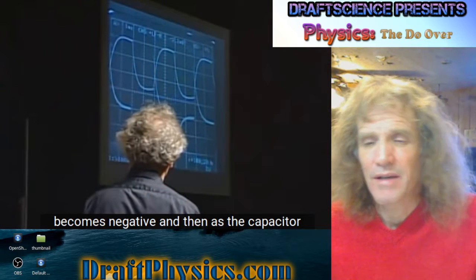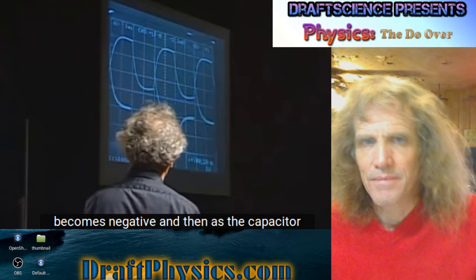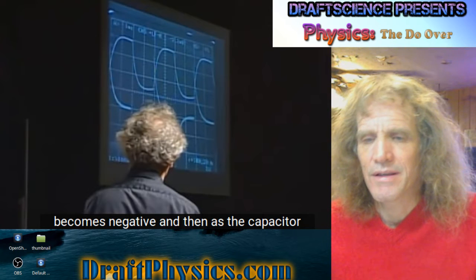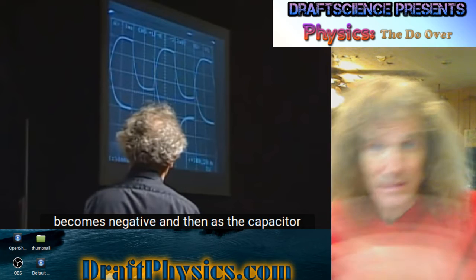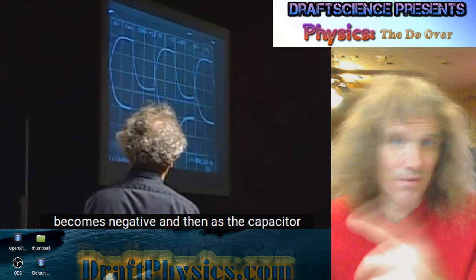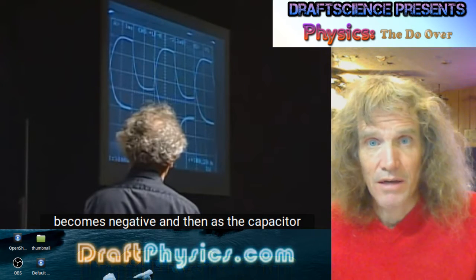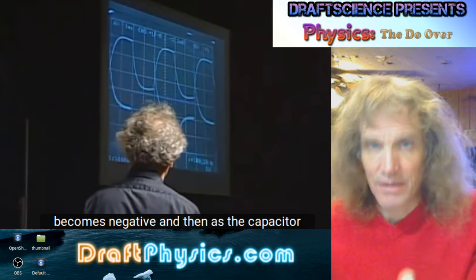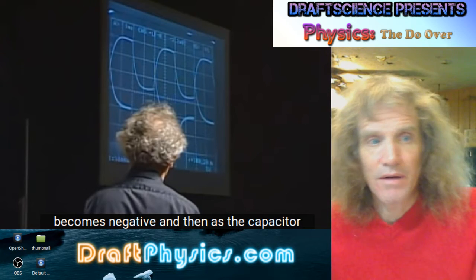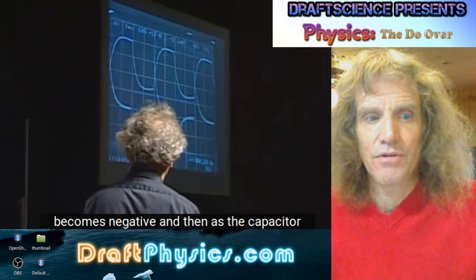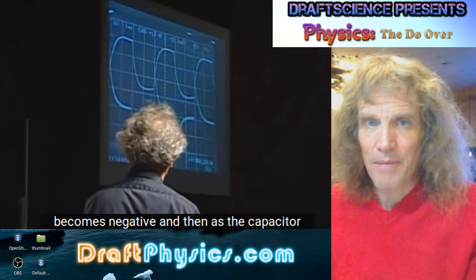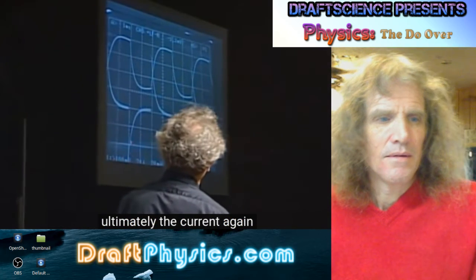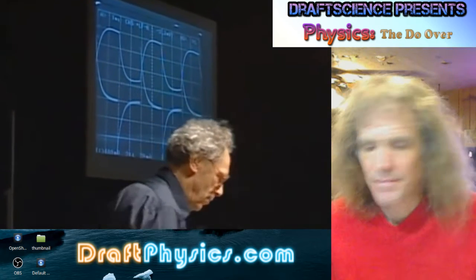So again, the current can't be positive and negative. I think it's a silly way to look at it. Current is essentially the volume, and the voltage is the thing that has the directionality, and there's no point in confusing things by giving current directionality. Current has to be going in the direction of the voltage, so I don't know why they did this current goes backwards thing, but it's kind of bad. Ultimately, the current again will become 0.